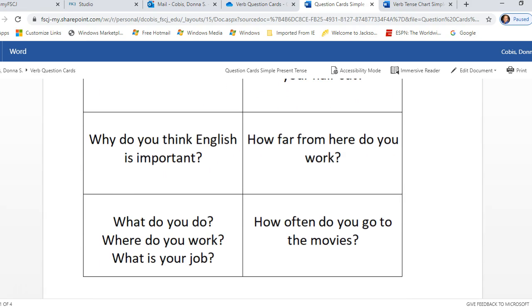This is a popular question here with students. Why do you think English is important?